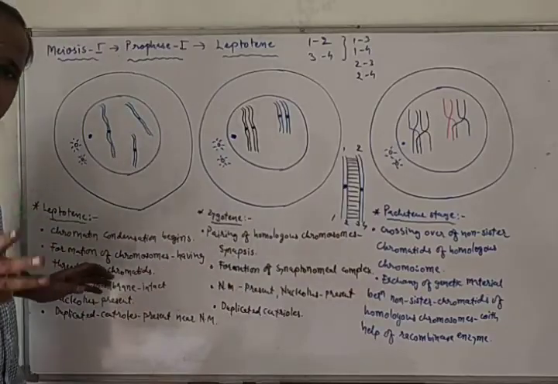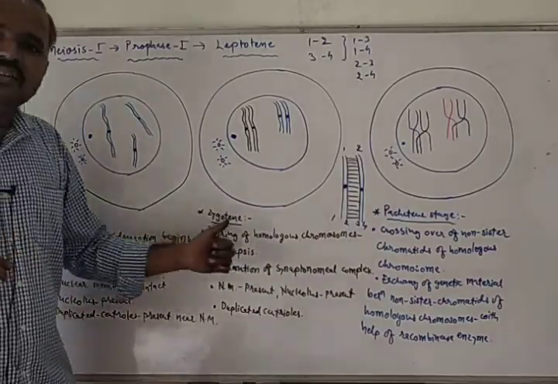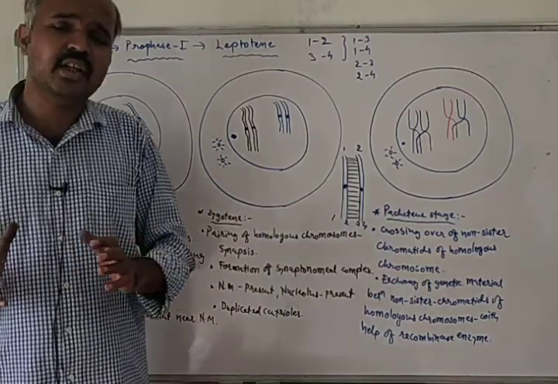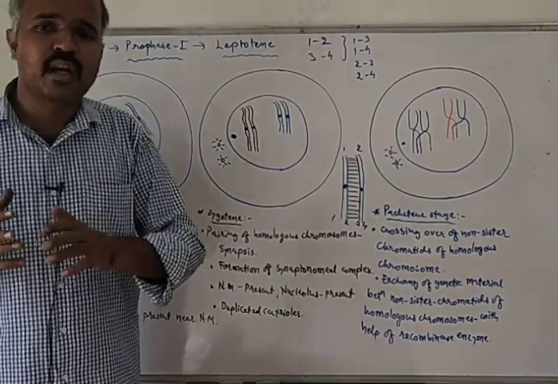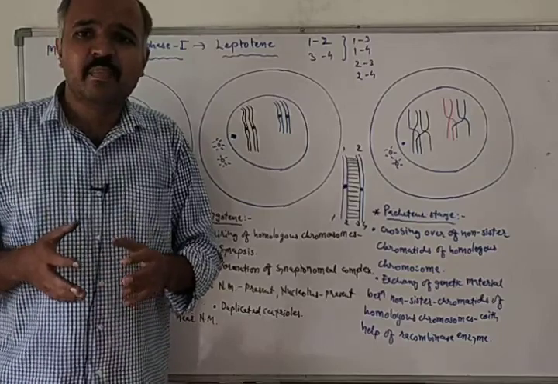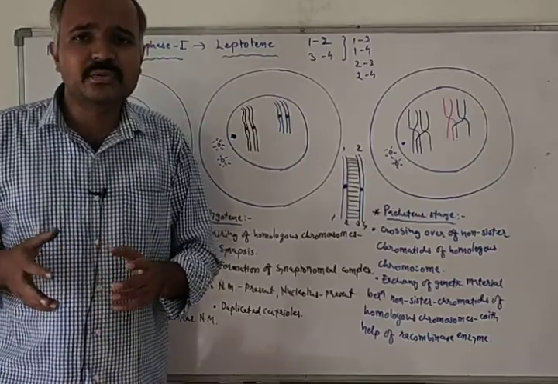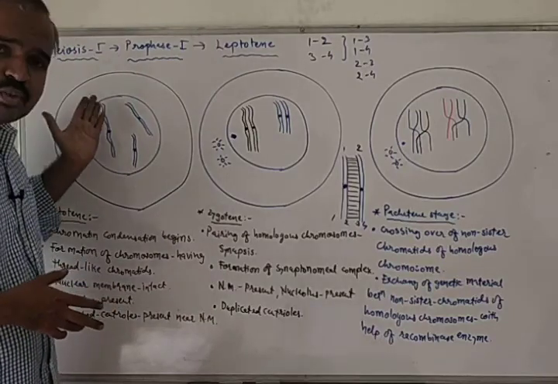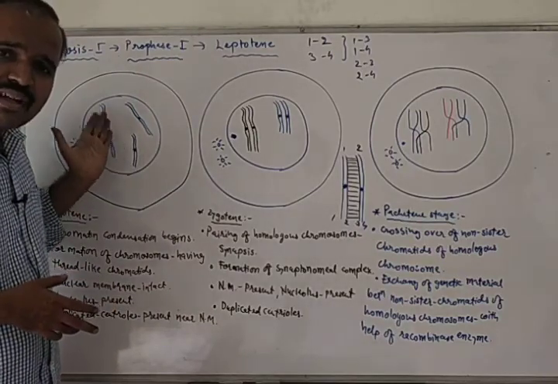So we have covered three stages: leptotene, zygotene and pachytene. In the leptotene stage, we said that there will be condensation of the chromatin and chromosomes are formed, which are light in color, and they are made up of thin chromatids which are held together by centromeres. The chromosomes appear thin and thread-like.